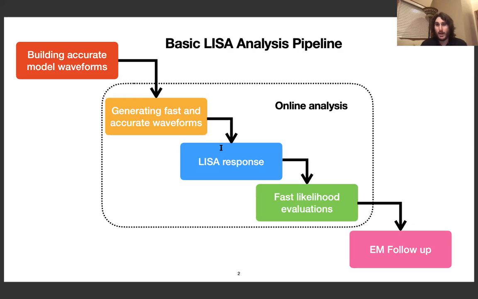Fast enough means fast for data analysis, and accurate enough means accurate enough for our purposes to have an unbiased and proper statistical analysis. Once we have these waveforms, we put them through the LISA response to understand how the detector itself will transform our readings. We will then evaluate the likelihood, which in its most simplest form is a complex dot product between a noise-weighted data stream and a noise-weighted template. There are some approximations. I'm not going to get into those now, but we are looking at implementing those on GPUs currently. Once our analysis is complete and finished, we will do some form of EM follow-up or multi-messenger astronomy.